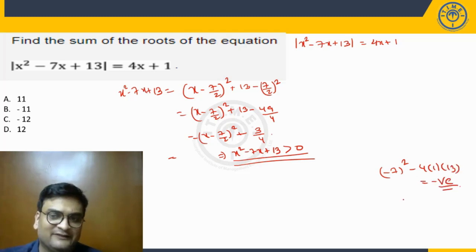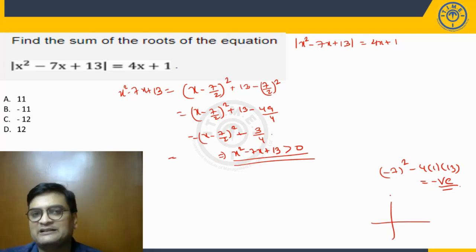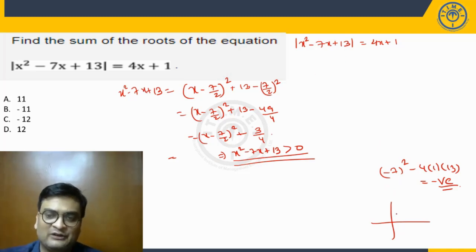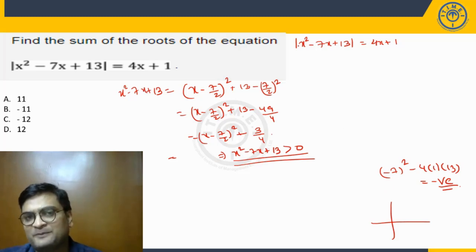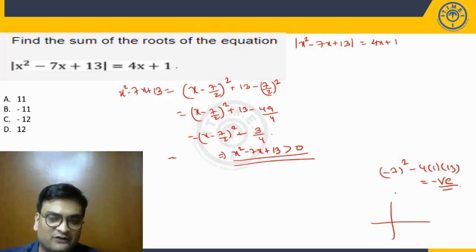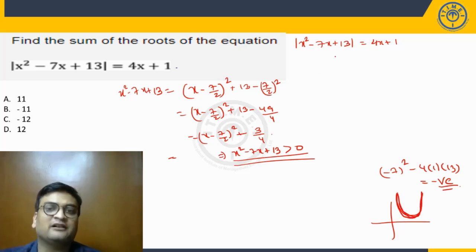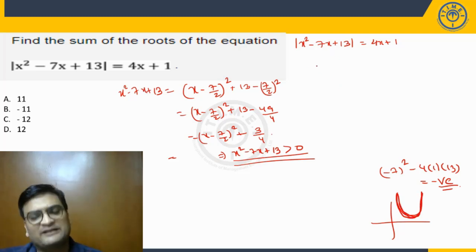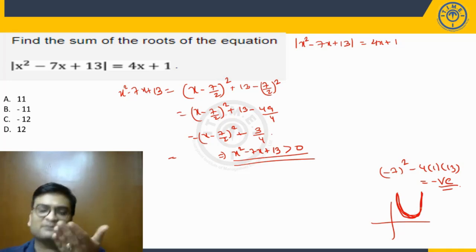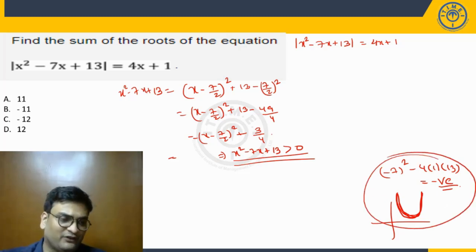So if the discriminant is negative, that means when you try to plot this particular curve on the xy axis, it is never going to intersect the x axis. So it's either entirely above or entirely below the x axis. Look at the coefficient of x square, it's positive. If the coefficient of x square is positive, it's always an upward opening parabola. So the graph of y equal to x square minus 7x plus 13 will be like this. It's always above the x axis, that means always positive. That is the second way of saying that the given expression is always positive. Method 1, method 2.